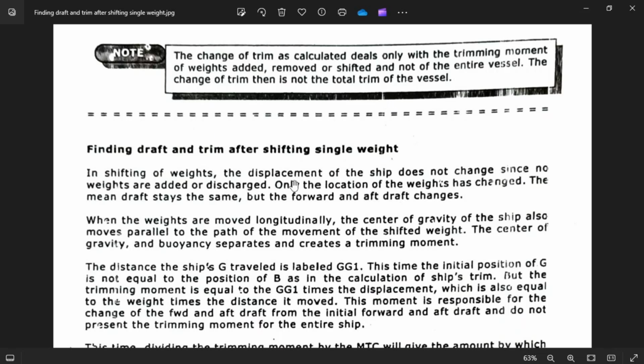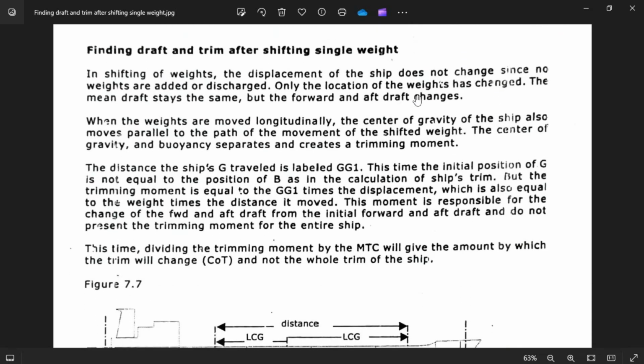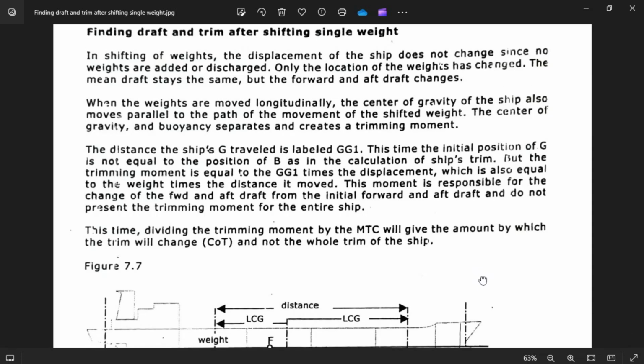So this is the topic that I'm going to discuss: finding drop and trim after shifting a single weight. Okay, guys. So we're going to shift weights from one tank to another. And just read this one, guys, and it will explain the process of shifting weights.